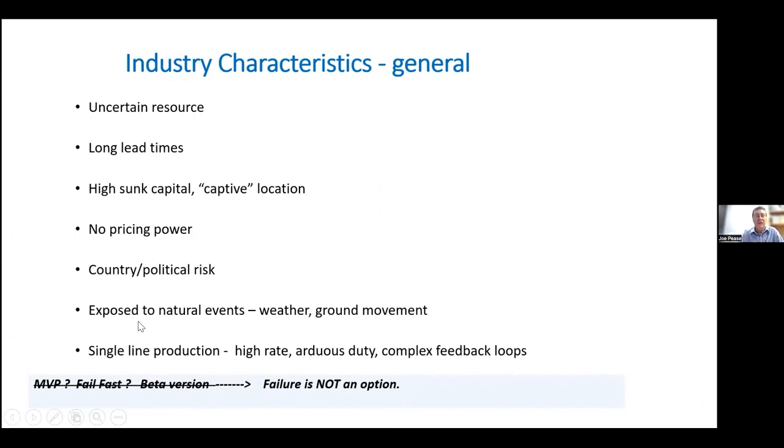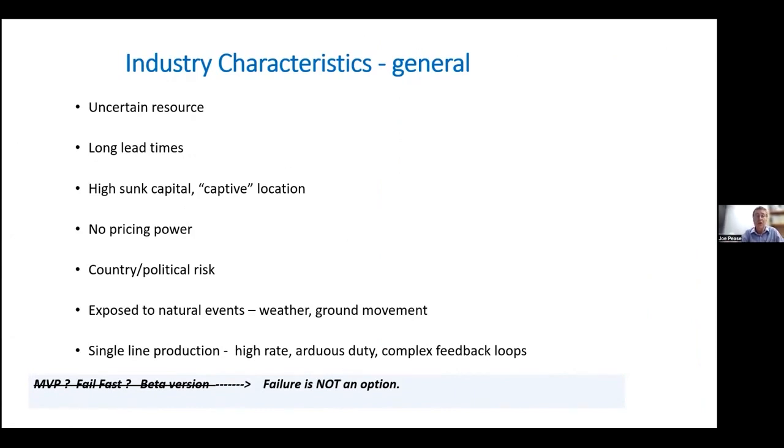The installations are exposed to natural events, weather changes, ground movement, and our mines and our production plants are usually, unlike manufacturing, usually single line production, they're high rate, they're extremely arduous to do. We're crushing hard rocks from a couple of metres size down to finer than a hair. That is hard, arduous duty. It has to work all the time, and there's complex feedback loops between different bits of equipment. So when people talk about, oh, we've got a new technology, we've got a minimum viable product, and let's fail fast, or we've got a beta version of something, that's simply not an option on a mine site.